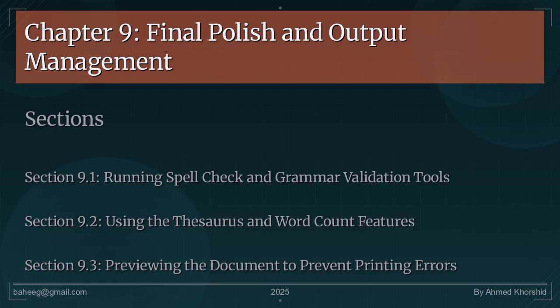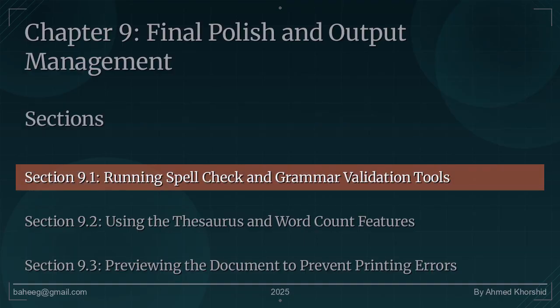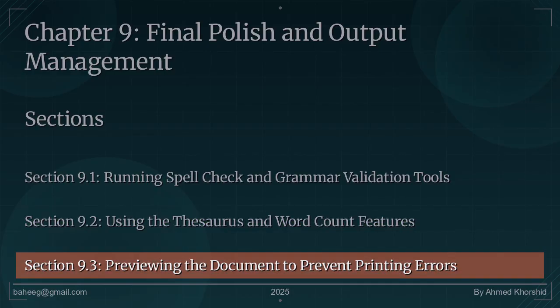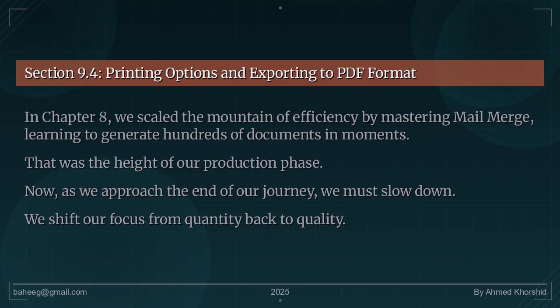Chapter 9, Final Polish and Output Management. Sections. Section 9.1, Running Spell Check and Grammar Validation Tools. Section 9.2, Using the Thesaurus and Word Count Features. Section 9.3, Previewing the document to prevent printing errors. Section 9.4, Printing options and exporting to PDF format.